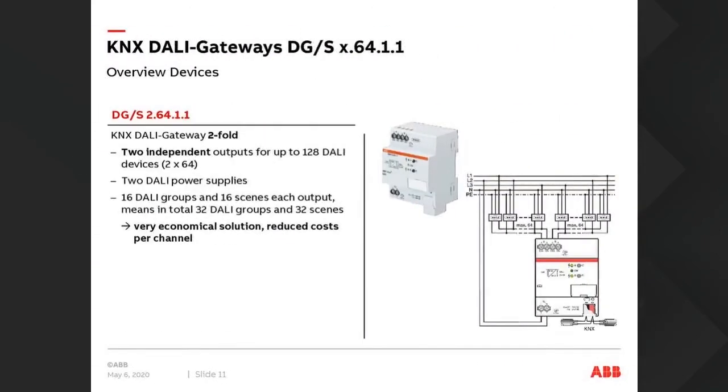Again, the 2-channel device is just 2 channels of 64 DALI ballasts per line. The same things apply: we have 16 groups and 16 scenes on each output, so in total that gives us 32 DALI groups and 32 scenes. It's a very economical solution. This is probably one of my biggest selling devices, that and the presence detectors, installed everywhere. Every office tower you see throughout any of the cities is full of these in the switchboard. We really do sell quite a lot of them.